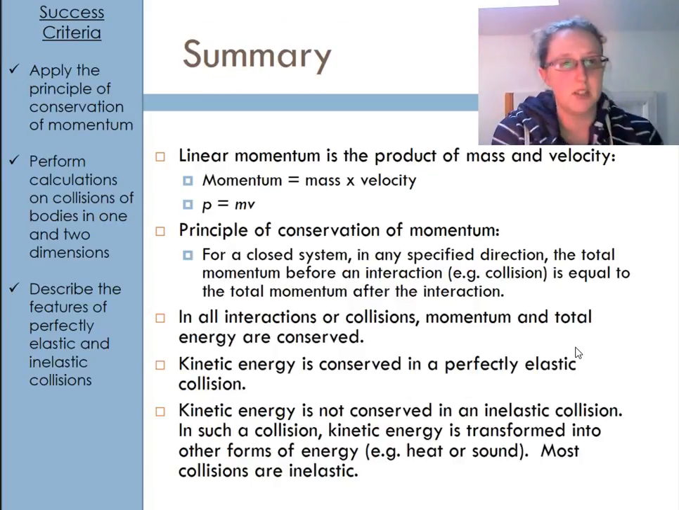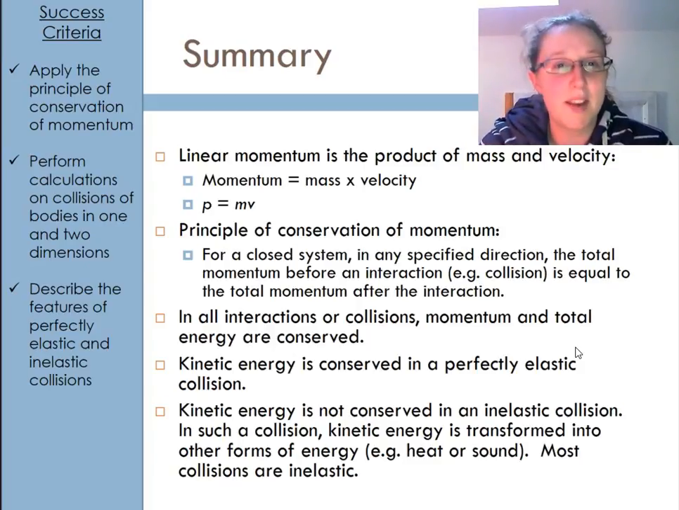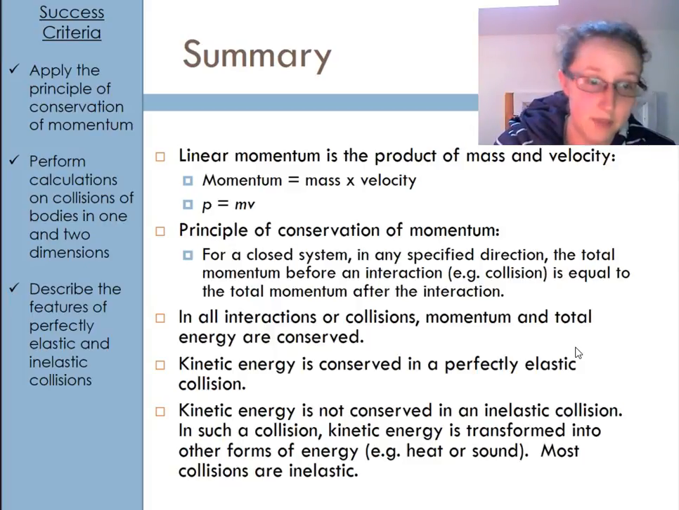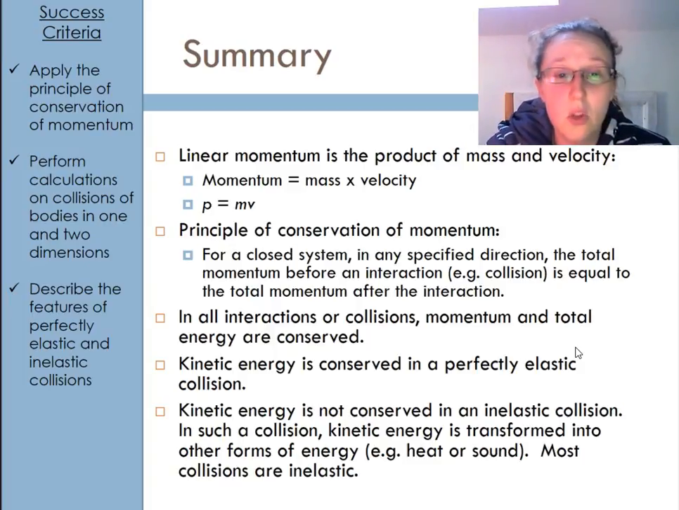So just to summarise for you, linear momentum is the product of mass and velocity, which we knew already. We already knew the principle of conservation of momentum, which says that for a closed system in any direction, the total momentum before is equal to the total momentum after. In all our interactions, momentum and total energy are conserved. Kinetic energy is only conserved in perfectly elastic collisions.